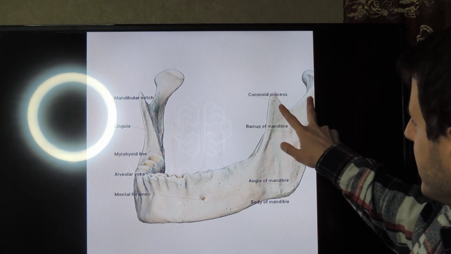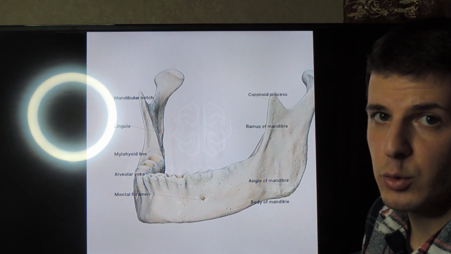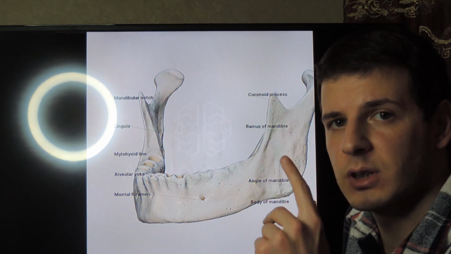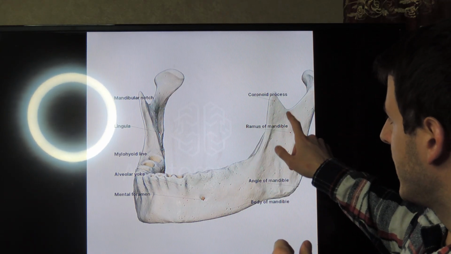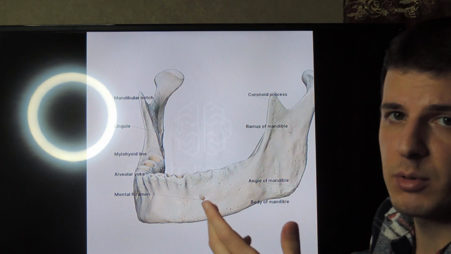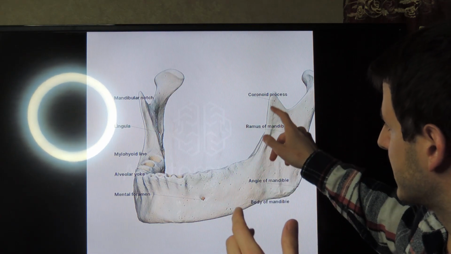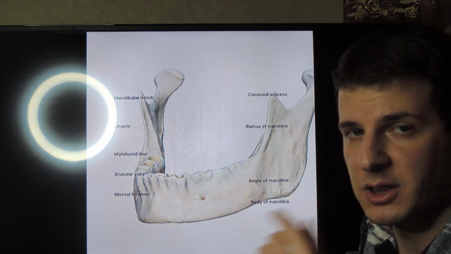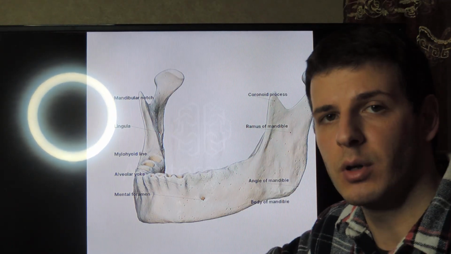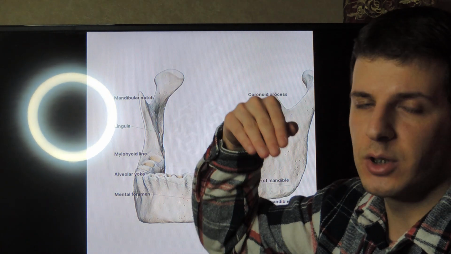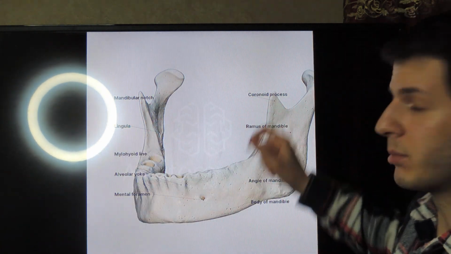We have the site for attachment of the masseter muscle, which originates from the zygomatic arch. At the superior end of the ramus we have two processes which are separated by the mandibular notch, and anteriorly we have the coronoid process, and here we have a site called the crista temporalis. This is a site for attachment of the temporalis muscle, which originates from the temporal fossa, and then it runs downward and forward to reach the coronoid process.